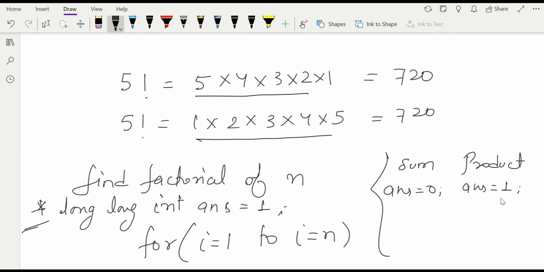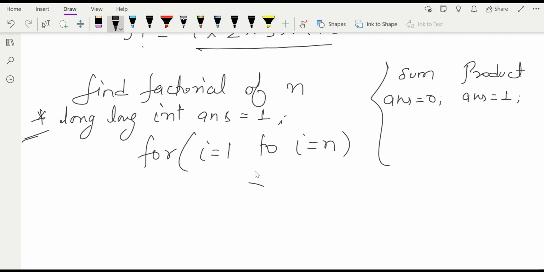Why? Because if we consider 0, then 0 multiplied by any number will result in 0. So the overall answer will come to 0. This is not what we want. We want the result, like 5 factorial is 720. If we write long int answer is equal to 0 here, then the overall answer will come to 0. So for the product part, we should take the initial value 1 for a variable, because 1 multiplied by any number will give the same number.